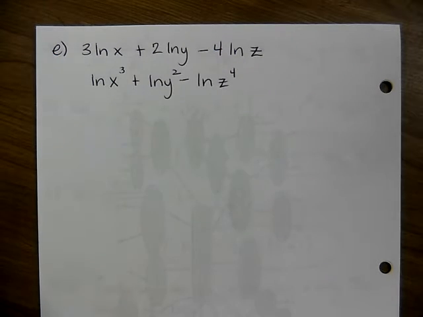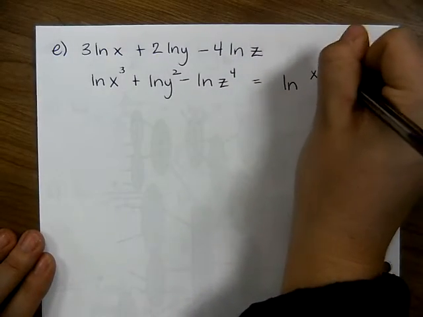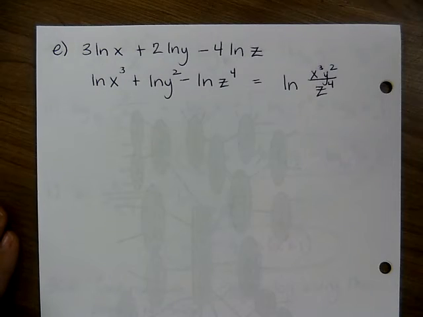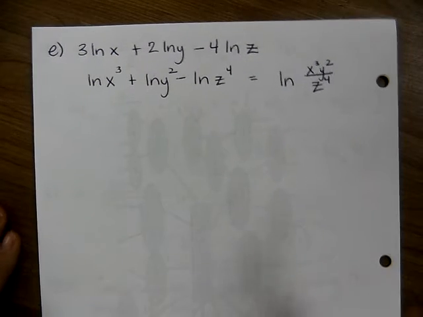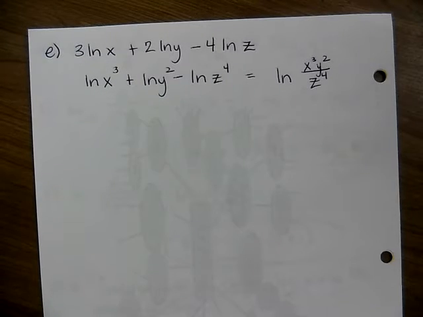Okay? So anything that has an addition sign is multiplication, right? And then anything that has a subtraction sign, that's being divided. So we're going to end up with the natural log of x cubed y squared over z to the 4th. Everybody agree with that? Make sure if you have multiple variables in that numerator that they end up in alphabetical order, okay?